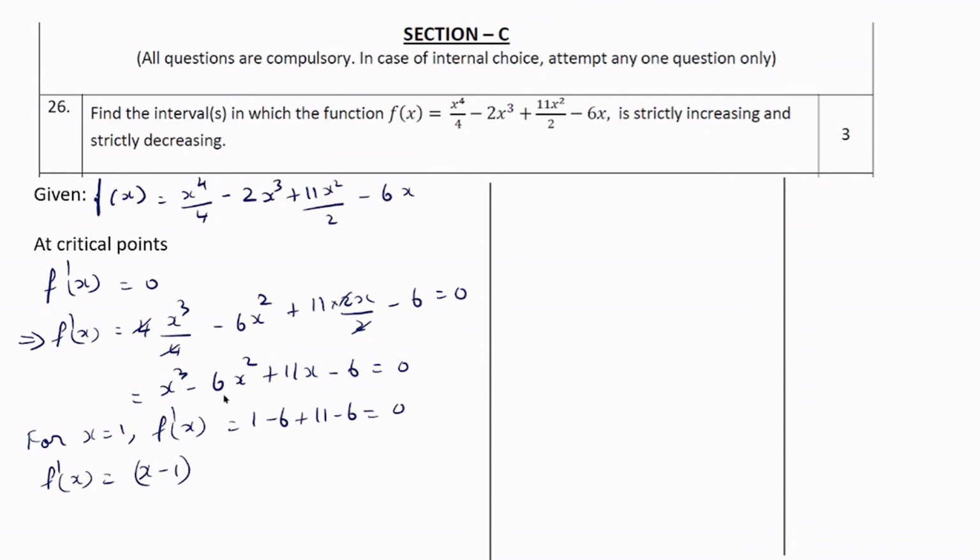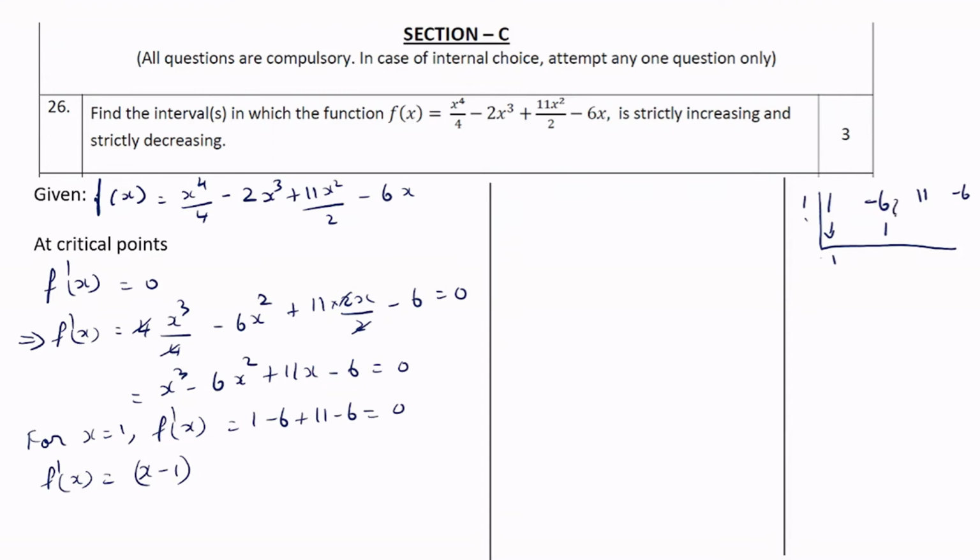Now we can divide this cubic equation using synthetic division. So first let us write the coefficients of each of these. Coefficient of x cube is 1, x square is minus 6, x is 11, and constant term is minus 6. And here we have the factor as x minus 1. So here let us write 1. Bring this 1 here. Then 1 into 1 is 1.